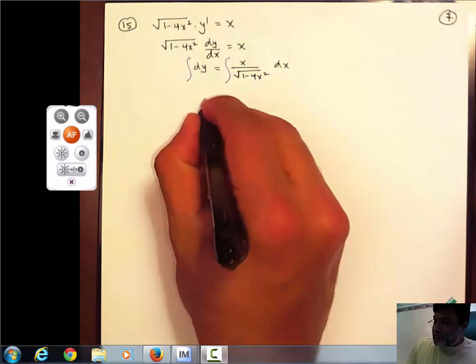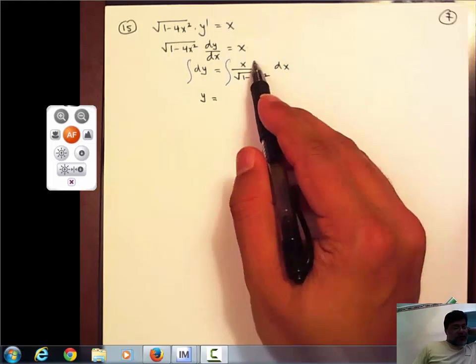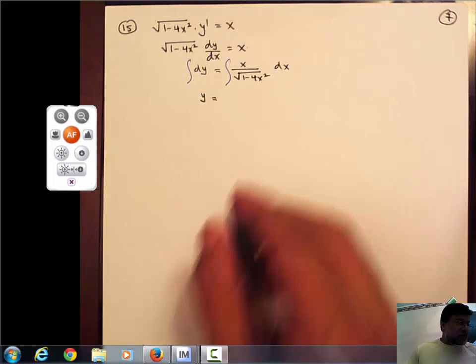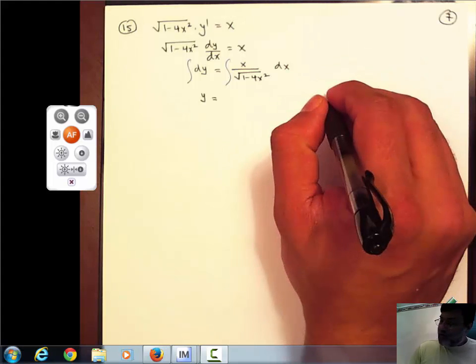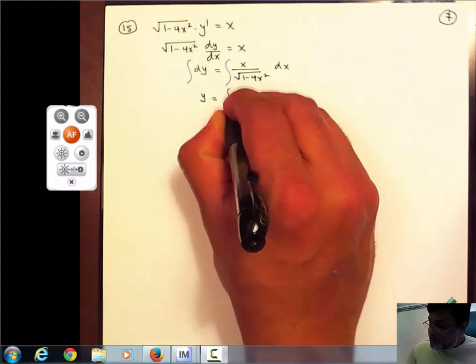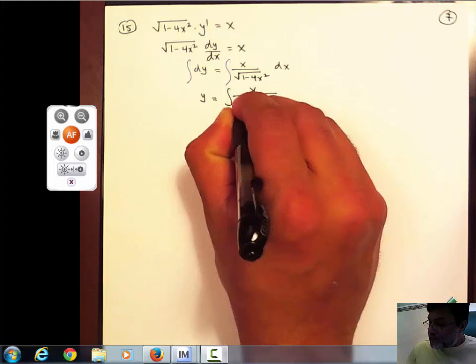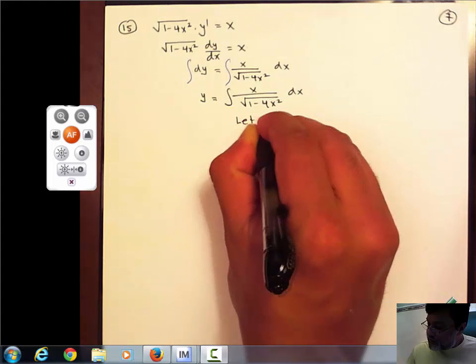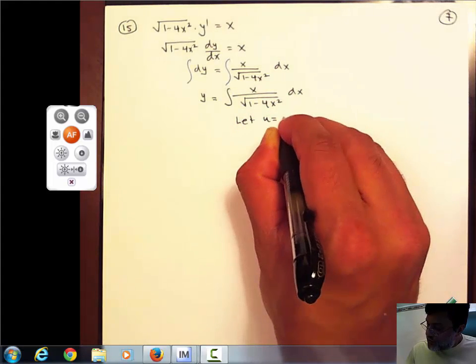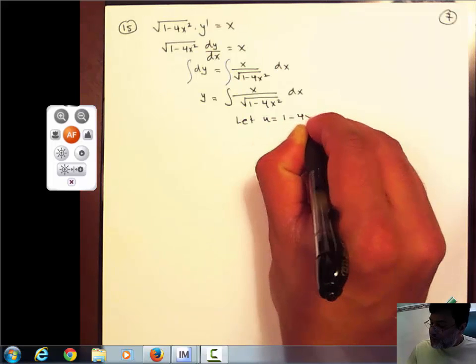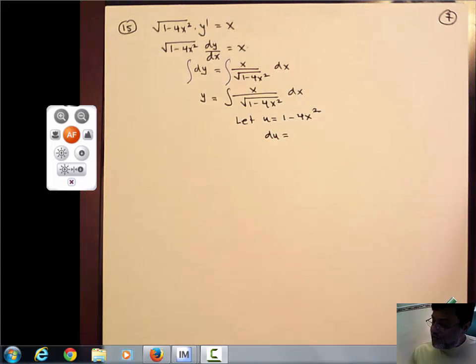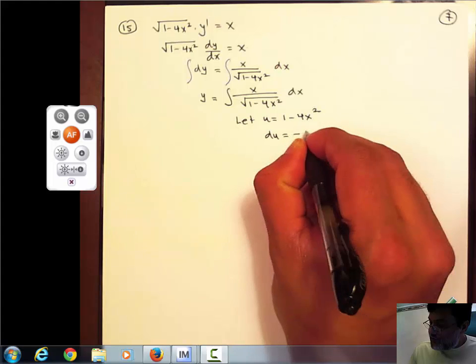Integration of dy is y. And integration of that, u substitution would be a way to go. So if we let our u be, okay, so let me go ahead and write this again. Let u be 1 minus 4x squared. What is our du going to be? Well, that's going to be negative 8x dx.